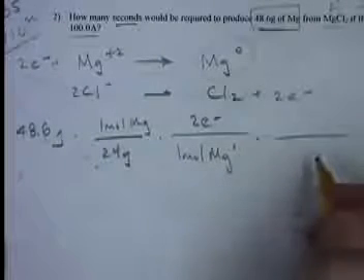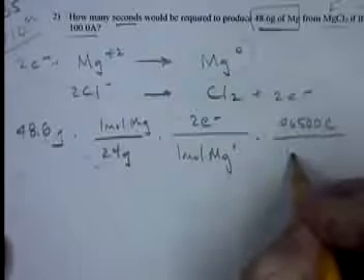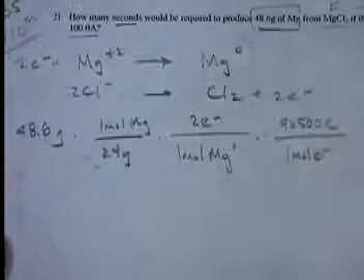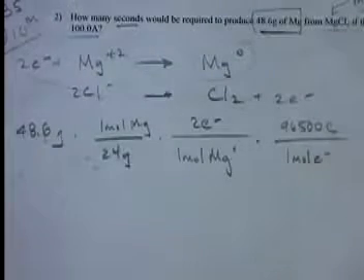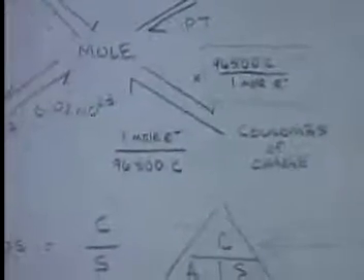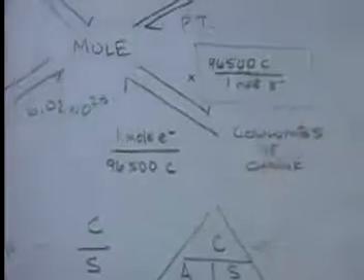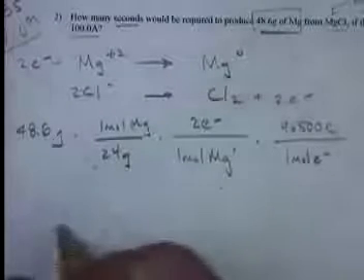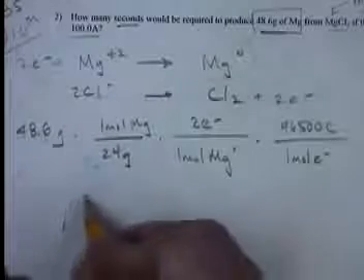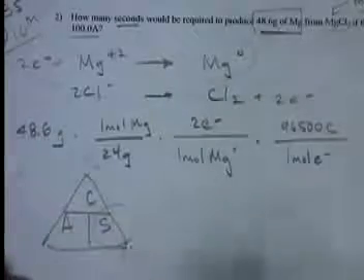My link tells me that there are 96,500 coulombs of charge for every 1 mole of electrons that's transferred. So I'm going from moles of electrons to coulombs of charge. Remember, we get that from the mole wheel right here, where I go from moles of electrons that I have to coulombs of charge right here by using this link right here. Once I figure out how much charge I have, then I can use my triangle where amperes are equal to coulombs per second. And since they're asking for seconds, I can solve for seconds.